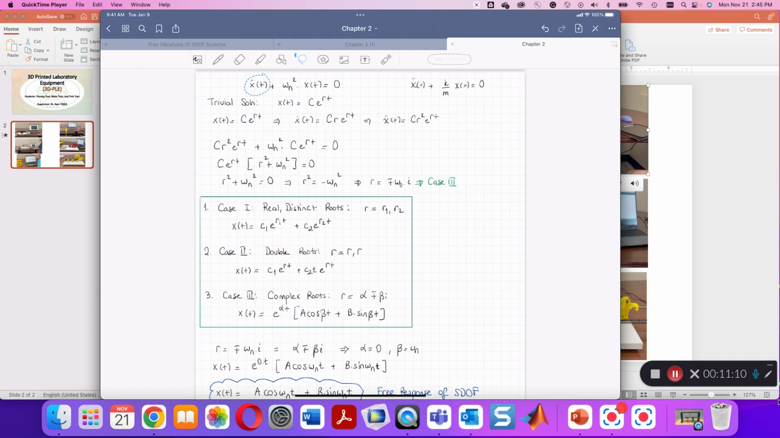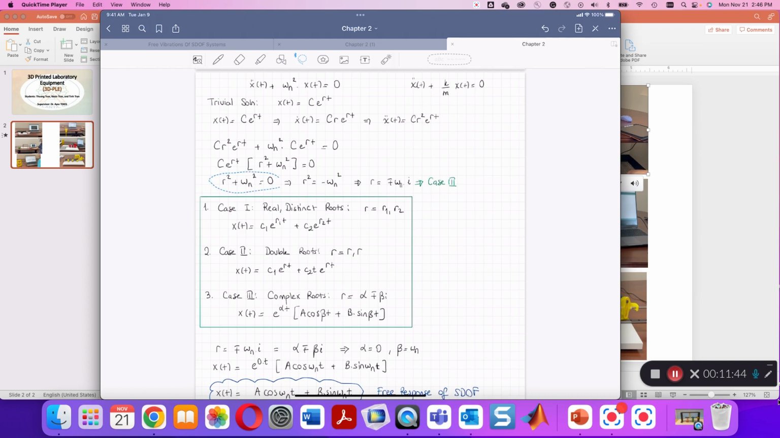Wherever we see x double dot, we plug in c r squared e to the rt, and then omega n squared multiplied by just x of t, which is equal to c times e to the rt, is also equal to 0. If you factor out c times e to the rt, it gives you r squared plus omega n squared. We already know that there's a product of two terms which is equal to 0. And because an exponential function can never be equal to 0, there is only one way to make this product equal to 0: r squared plus omega n squared should be equal to 0.